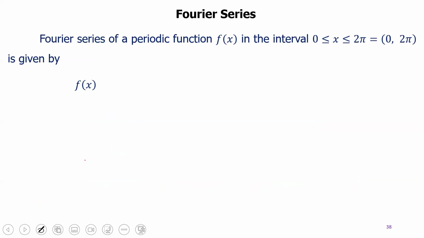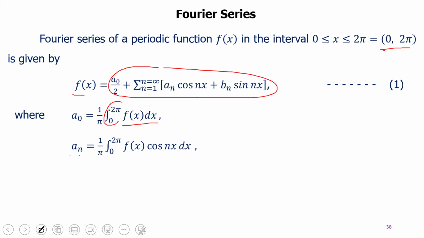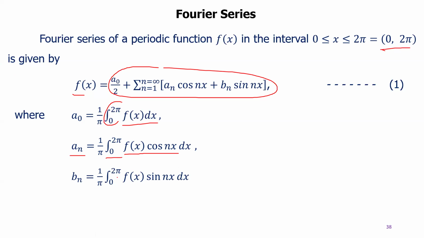Similarly, we can also write down the Fourier series in the interval 0 to 2 pi, which is given by f of x. Same Fourier series we are getting, what we have obtained for the minus pi to plus pi, where for a0 only the limit is changed. a0 is equal to 1 upon pi integration under the limit 0 to 2 pi f of x dx. an is equal to 1 upon pi integration under the limit 0 to 2 pi f of x cos nx dx. And bn is equal to 1 upon pi integration under the limit 0 to 2 pi f of x sin nx dx.